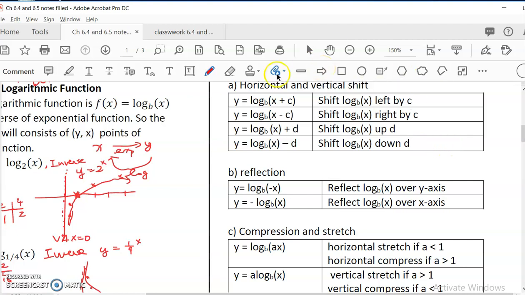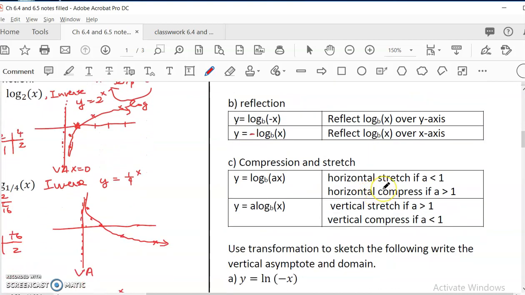If it is adding c inside the function, it is a shift left or right. If it's adding a number outside, it's up and down. So it's the same thing. Reflection: if it is inside, it's a reflection over the y-axis. If it's a negative outside, then it's reflected over the x-axis. And the same for compression and stretch.